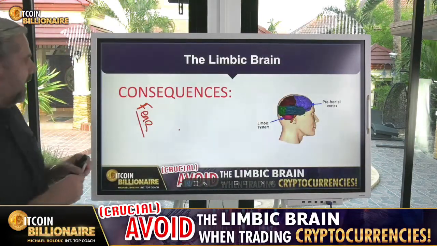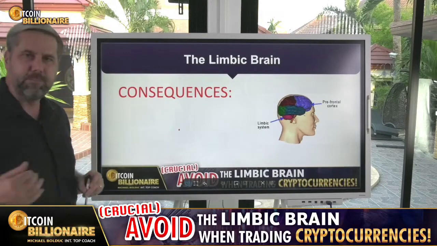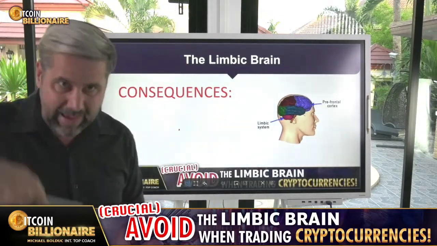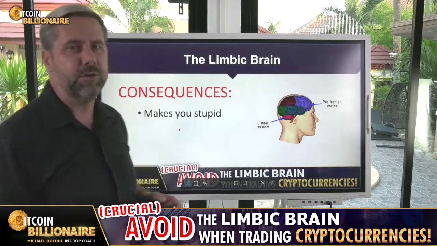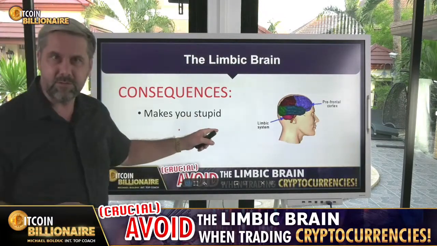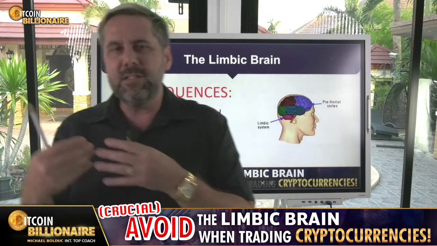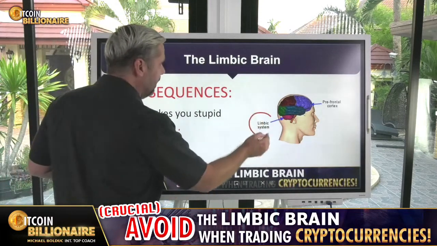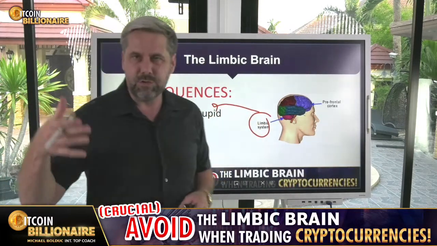Okay, so what happens is that you react and you sell, okay? Now, the consequence of being in the limbic part of the brain, right, is that your intelligence goes down. Doesn't go up, it goes down. Okay? It makes you stupid, right? Because you should never sell Bitcoin at a loss, ever. So that's why when you're in the limbic part of the brain, you become stupid. I'm not saying you're a stupid person.